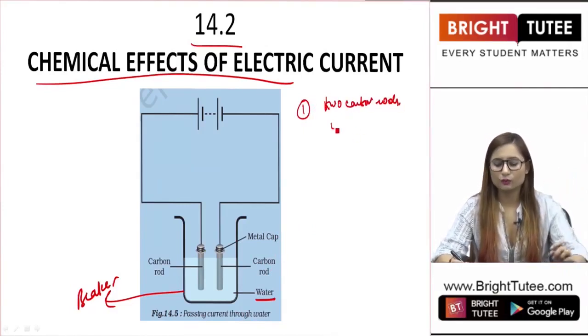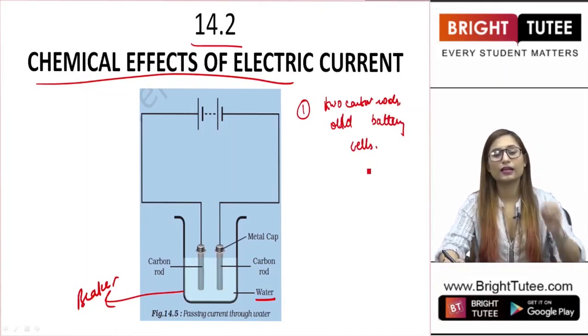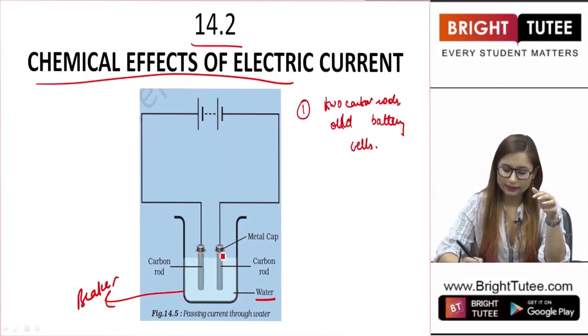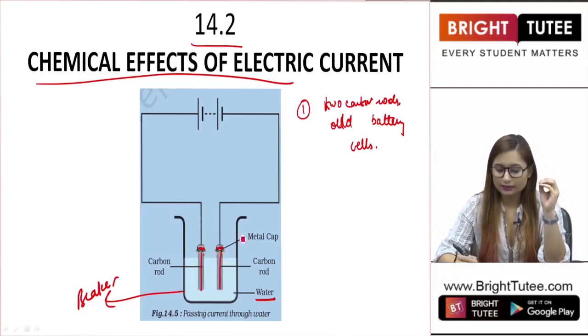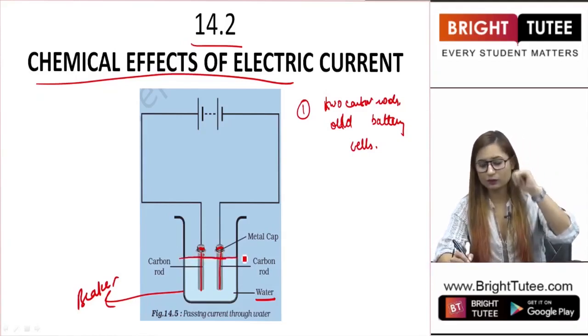You can take it out from old battery cells. Take out the carbon rods from the battery cells, and you have to put the metal cap on the rods as well. This is the rod and you have to put a metal cap on it. You have to take care that this metal cap should be above water. It must not be dipped into water. See, the water level is here. So we have to take care that the metal cap is above the water.